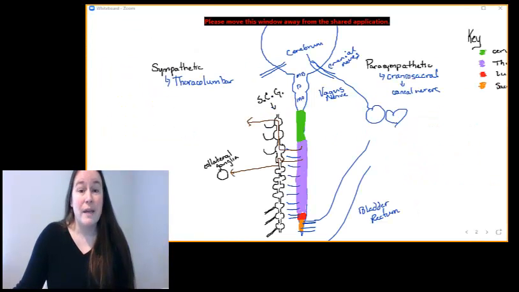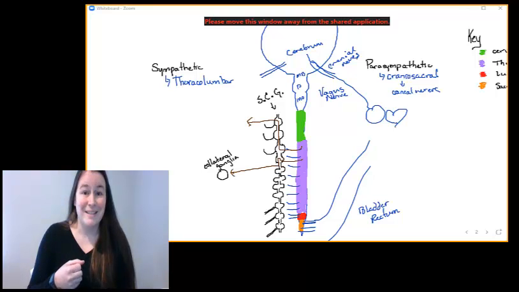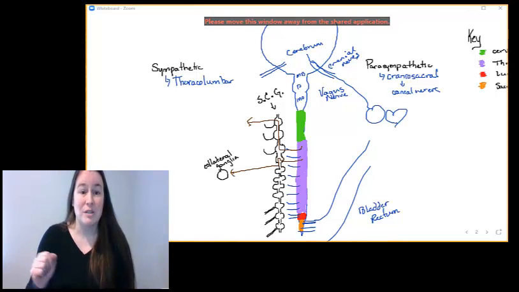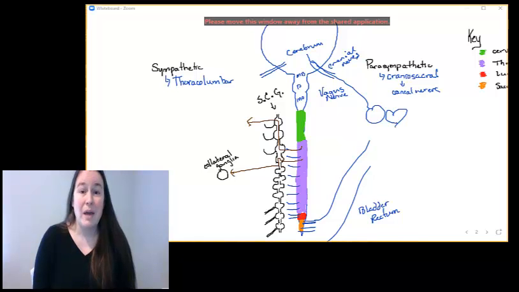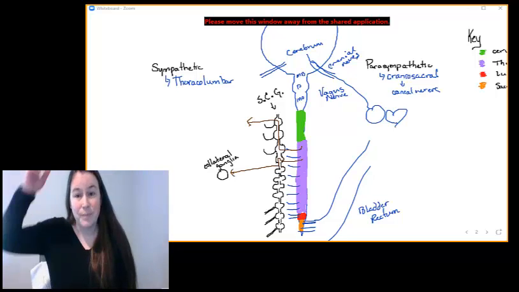We also have considered that the sympathetic and the parasympathetic systems are going to exit the central nervous system at different locations. So our sympathetic system is going to exit in the thoracolumbar area. That's going to be the purple and the reddish area tinged here on the spinal cord. And pathways from the sympathetic system are going to move into the sympathetic chain ganglia. So SCG here on the left side of the screen references the sympathetic chain ganglia.